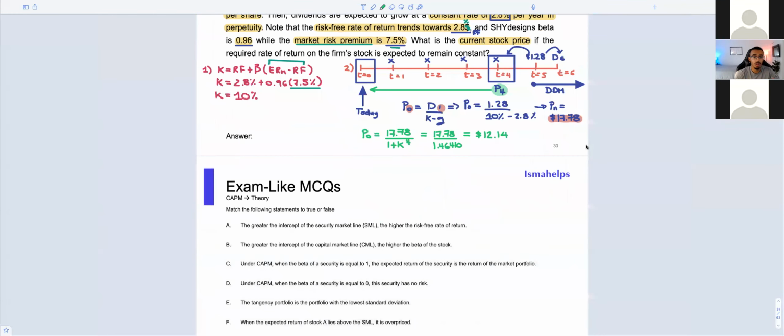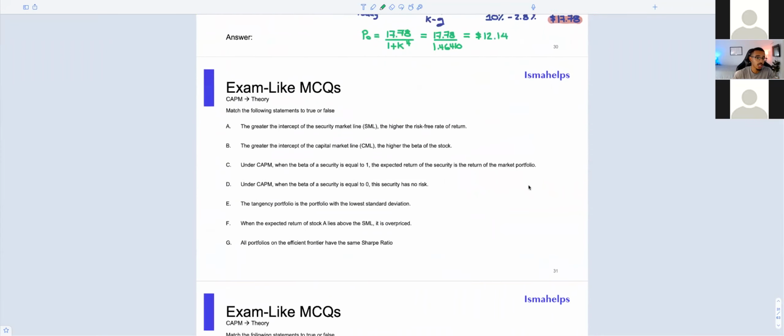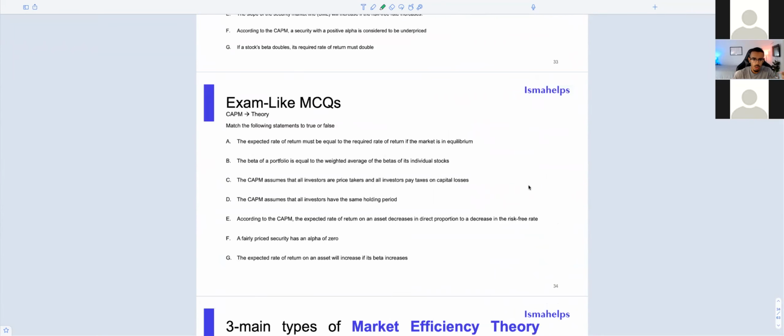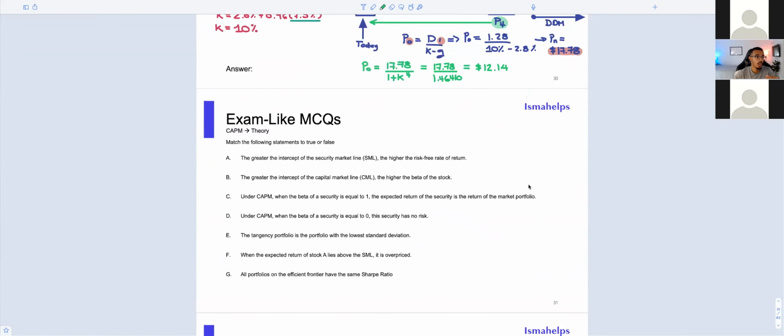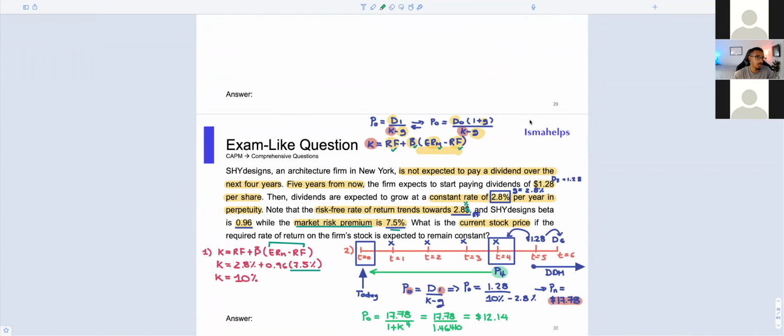Now, before we conclude on CAPM, notice how we only did 3 questions out of quite literally 30 or 32 questions. You have a lot more material to study, okay? And they're all from past exams, and then I add my own twist to it. I make it more complicated, I change the numbers, I add some levels of difficulty.